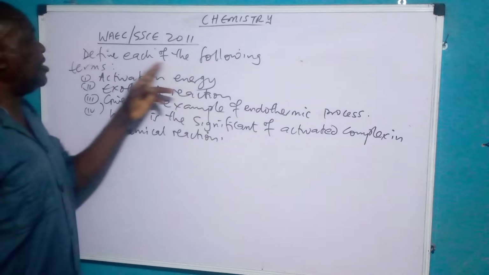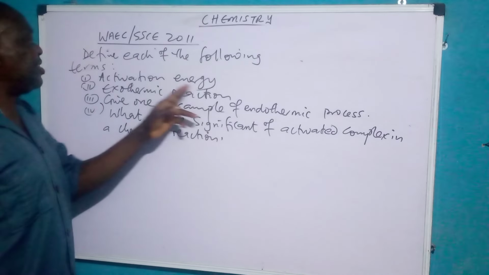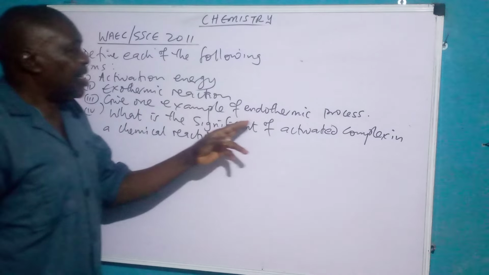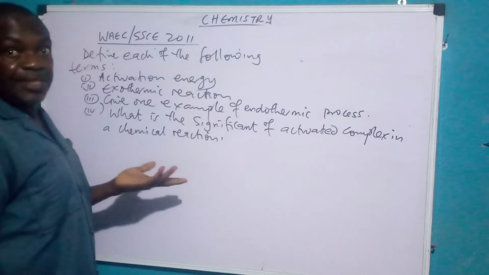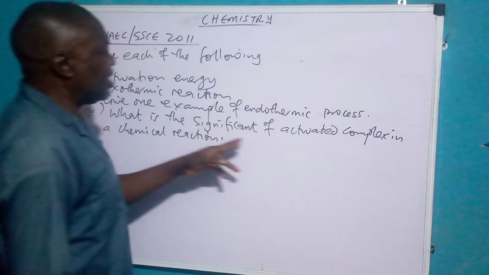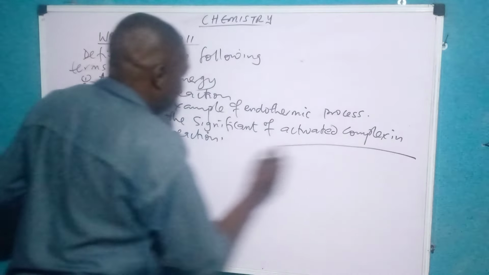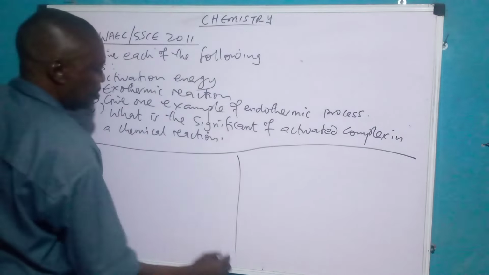The question says define each of the following terms: activation energy, exothermic reaction. Give one example of endothermic process or reaction. They mean the same thing. What is the significance of activated complex in a chemical reaction? So without wasting time, we just use, let's say, solution.